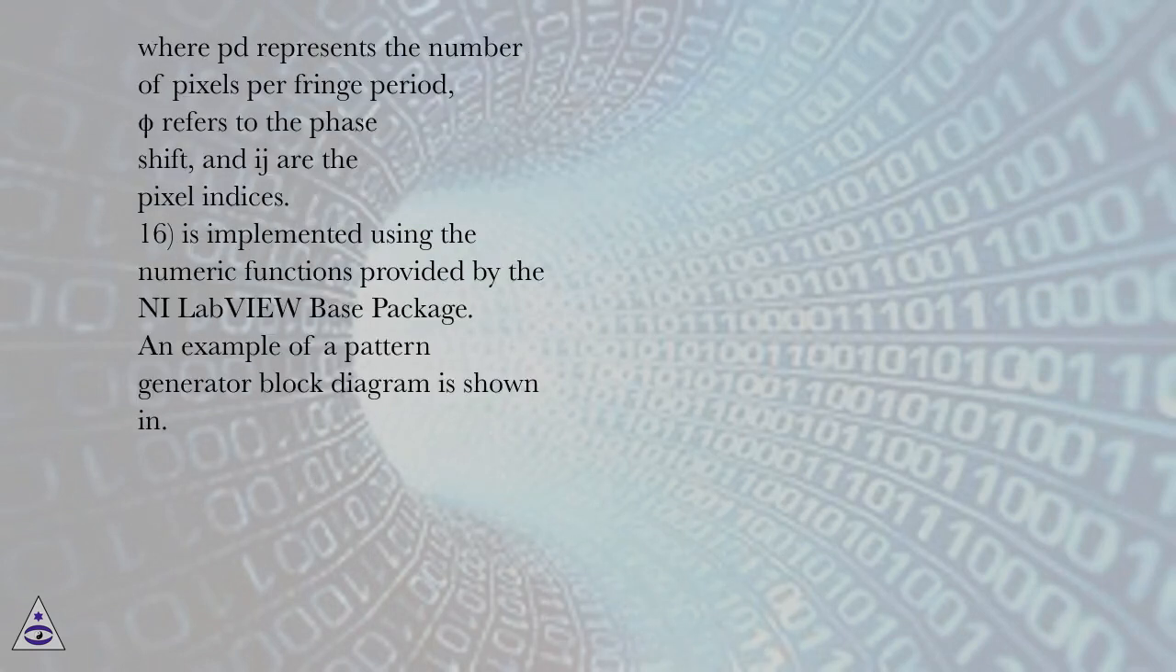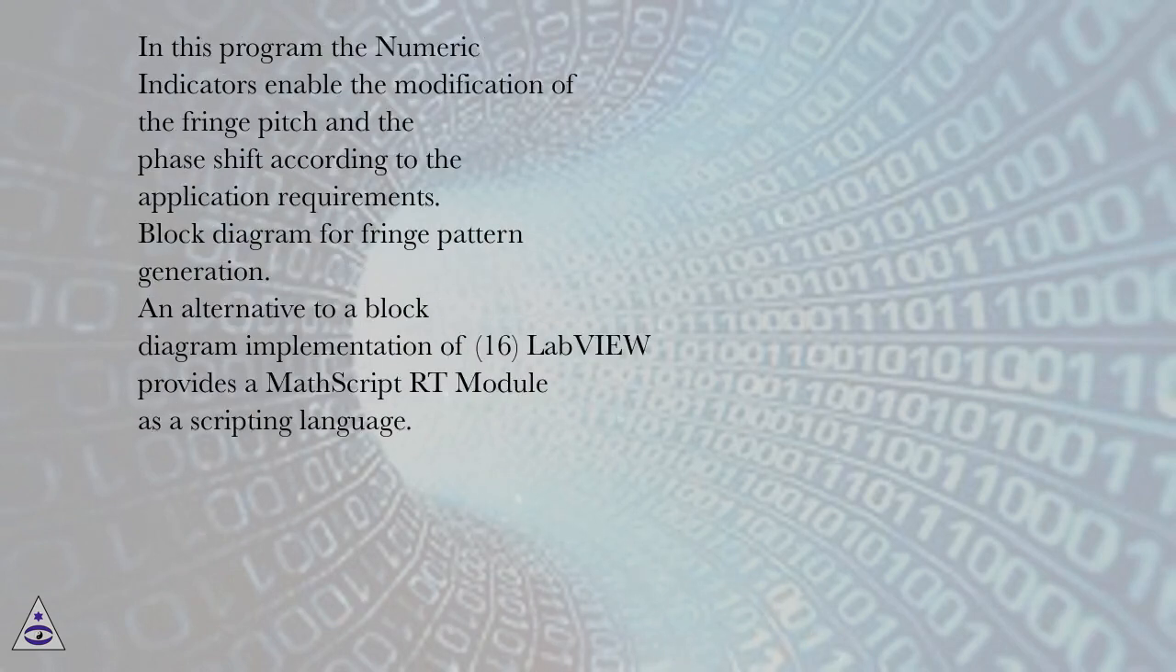Where PD represents the number of pixels per fringe period, phi refers to the phase shift, and i, j are the pixel indices. Equation 16 is implemented using the numeric functions provided by the LabVIEW base package. An example of a pattern generator block diagram is shown. In this program, the numeric indicators enable the modification of the fringe pitch and the phase shift according to the application requirements. Block diagram for fringe pattern generation.